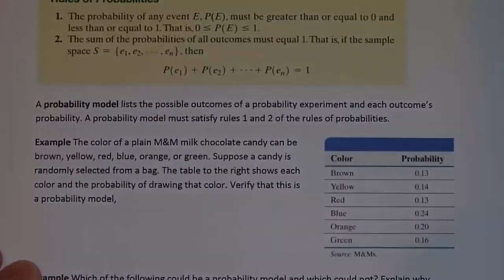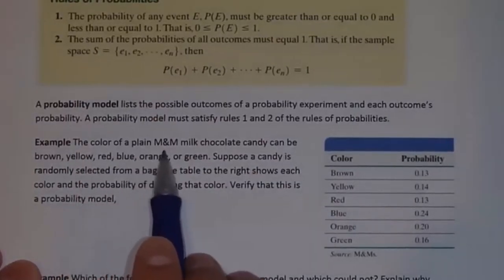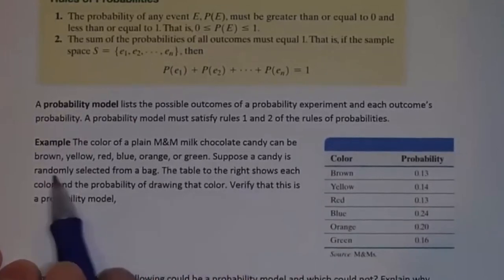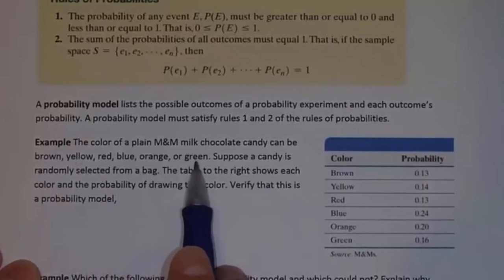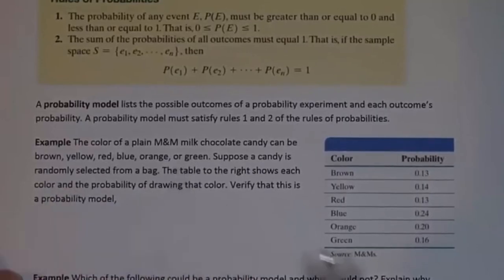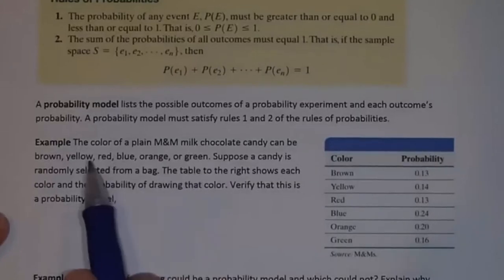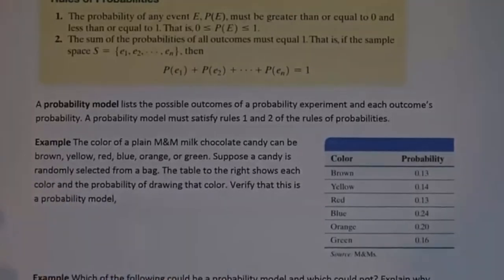So an example, the color of a plain M&M milk chocolate candy can be brown, yellow, red, blue, orange, or green. Those are the only 6 options on a standard plain M&M. So I'm saying standard, so we're not talking about the special holiday packages or anything like that. And we are talking about plain M&Ms, so just the chocolate inside. We're not talking about peanut M&Ms or almond M&Ms or Rice Krispies M&Ms or any of that kind of stuff, right? They got all those other ones now. They have different results. But for a plain M&M, you can have brown, yellow, red, blue, orange, or green.